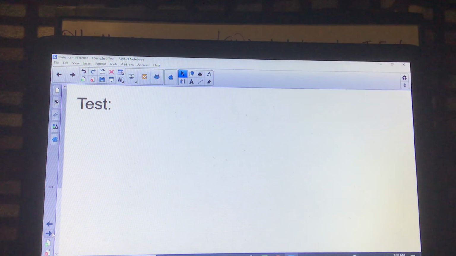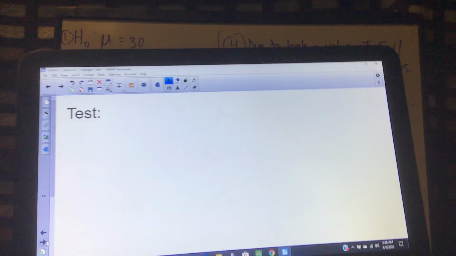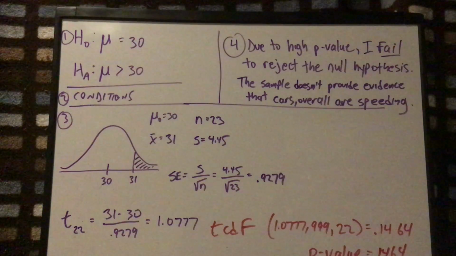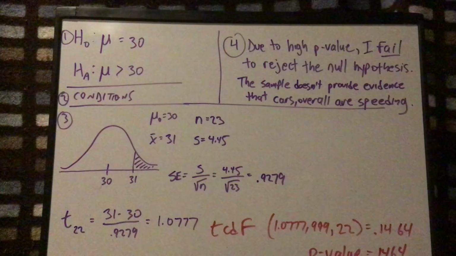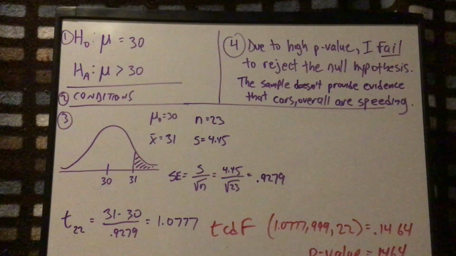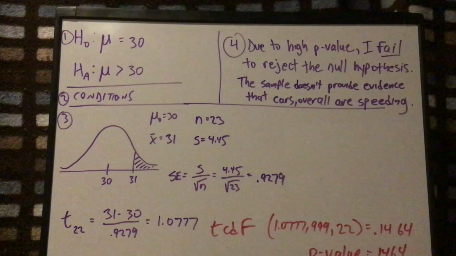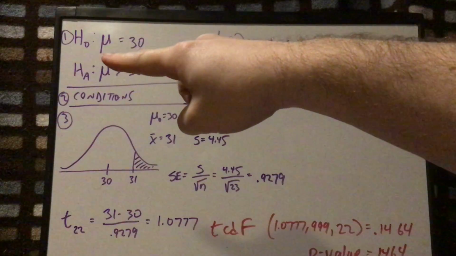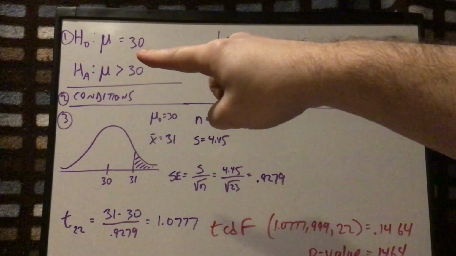All right, so the test itself. Now, if we were in class, I would do it out, but since we're not, it's back here. All right, so I have the 4 steps of the hypothesis test. Step 1 is to make your hypotheses. So the null hypothesis is that the population mean is 30.